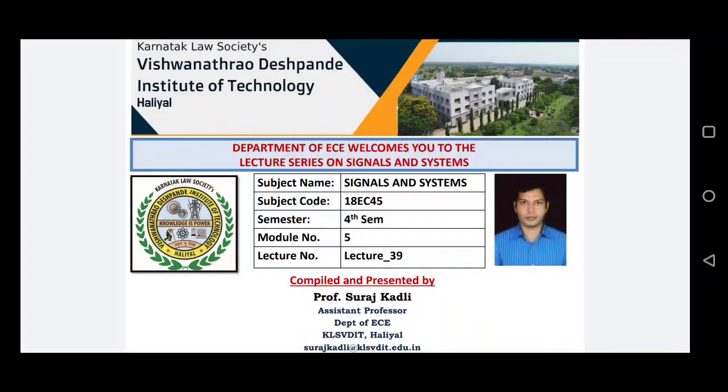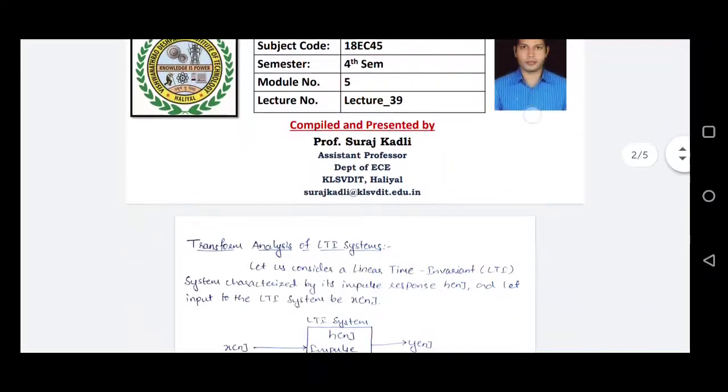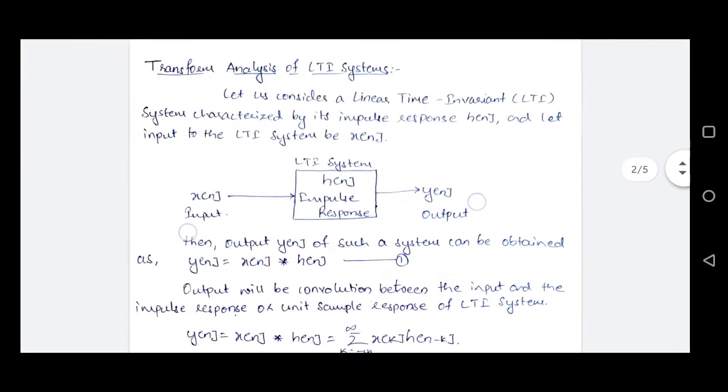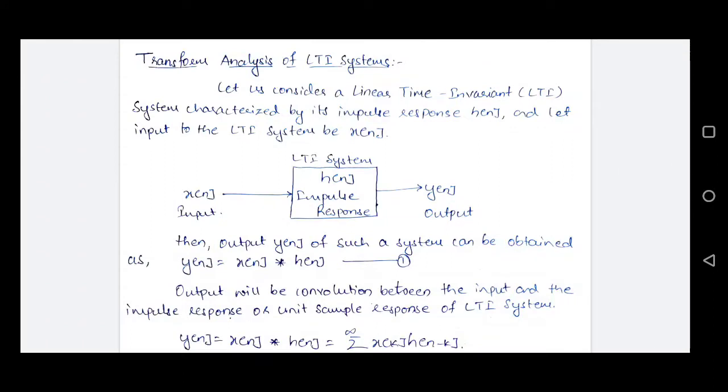In the previous video lecture, we understood how to verify causality and stability of a linear time invariant system in the Z domain. In today's video lecture, we'll analyze linear time invariant systems using Z transform. Let us consider a linear time invariant system characterized by its impulse response h of n, and let input to the LTI system be x of n and output be y of n.